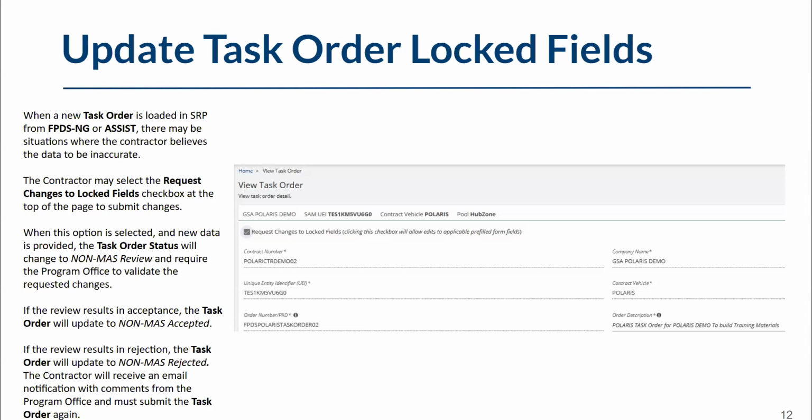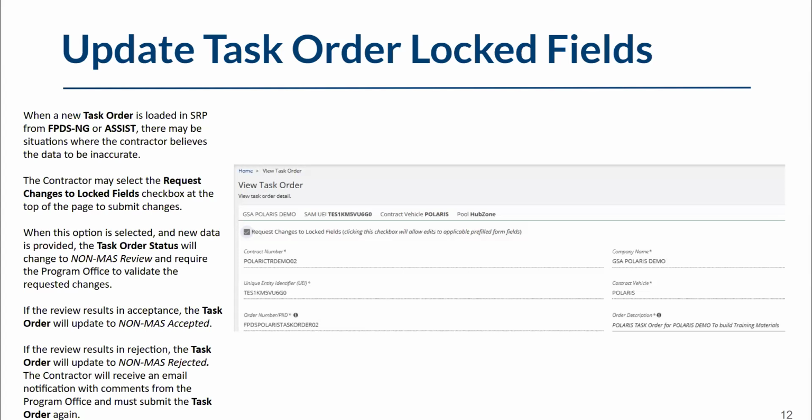The only time you would need to unlock the locked fields would be if you find that the data that came into the system was inaccurate. Once updates have been made, the task order status will change to non-match review and require the program office to validate the requested changes. If the changes are accepted, the task order will update to non-match accepted. If the changes are rejected, the task order will update to non-match rejected.